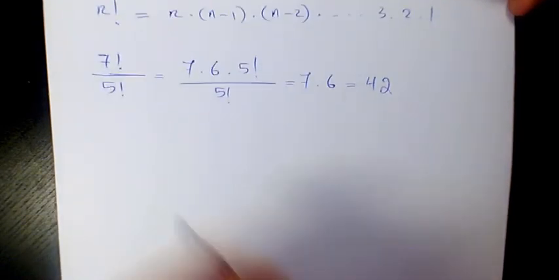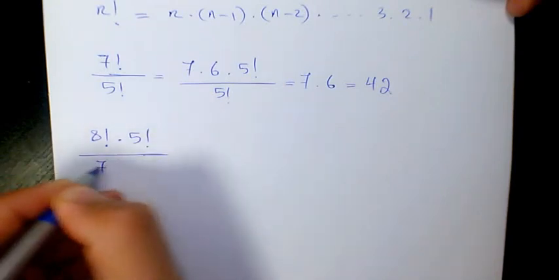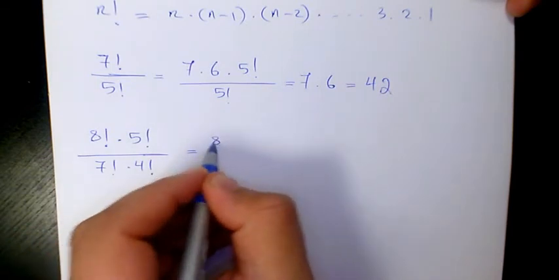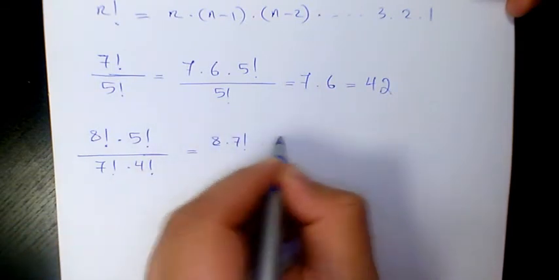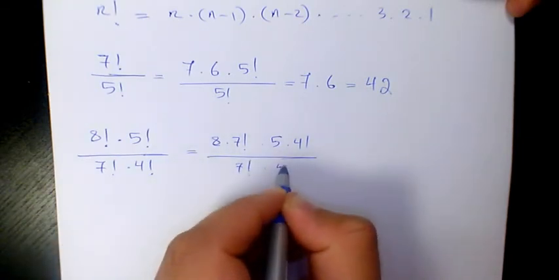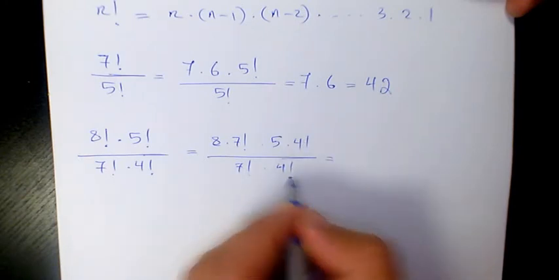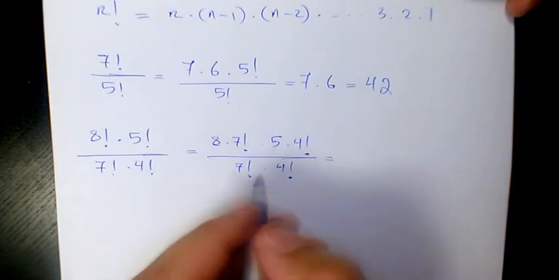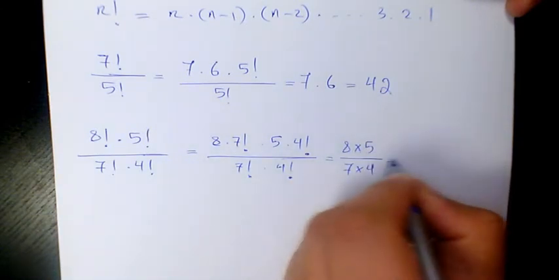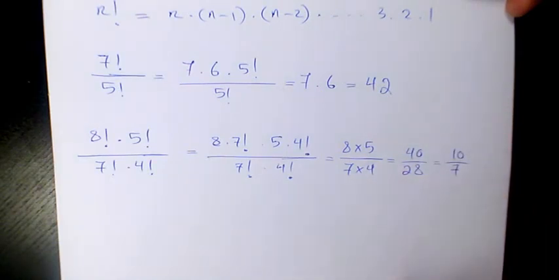Or if we have 8 factorial times 5 factorial divided by 7 factorial times 4 factorial, we're going to have 8 times 7 factorial times 5 times 4 factorial divided by 7 factorial times 4 factorial. Now 7 factorial and 7 factorial cancel out. 4 factorial and 4 factorial is going to cancel out as well. So we have 8 times 5 divided by 7 times 4. So it's going to be 40 over 28, which will be 10 divided by 7.